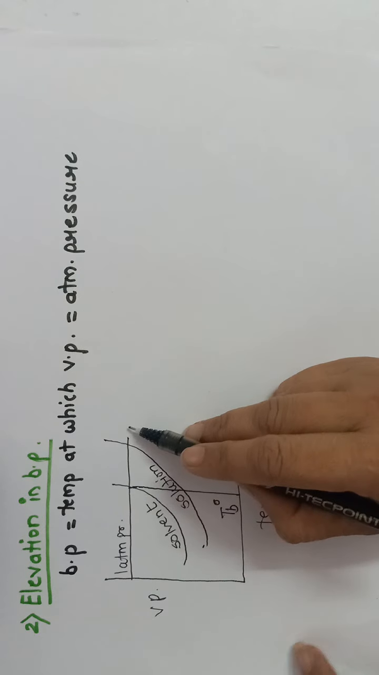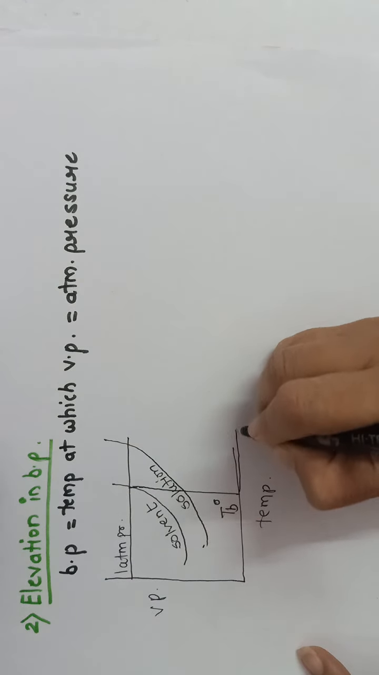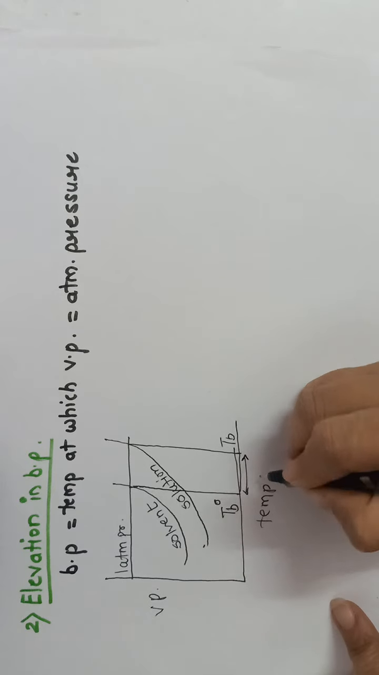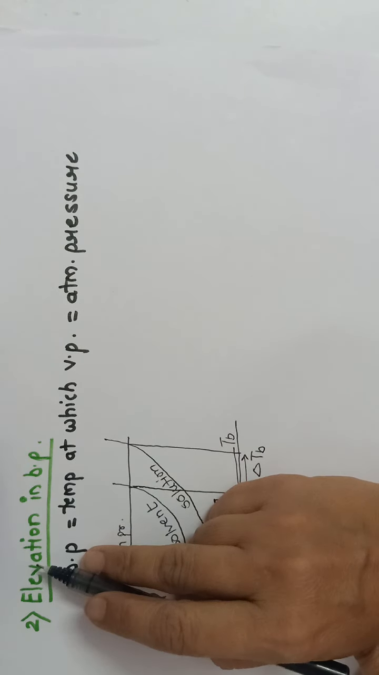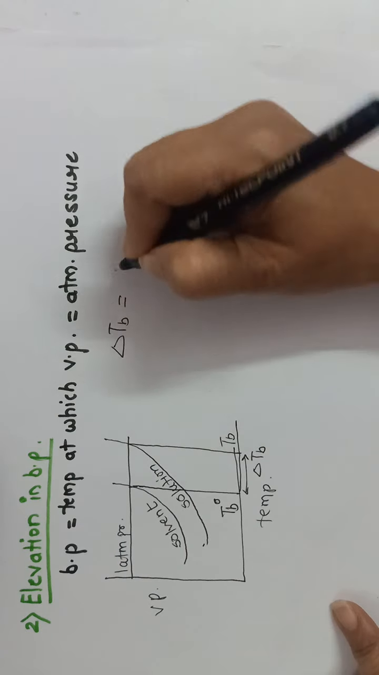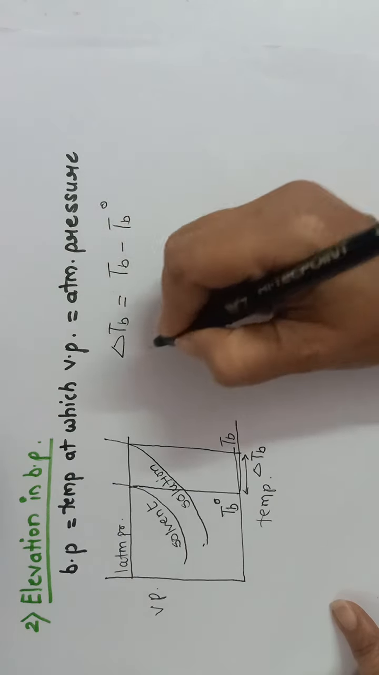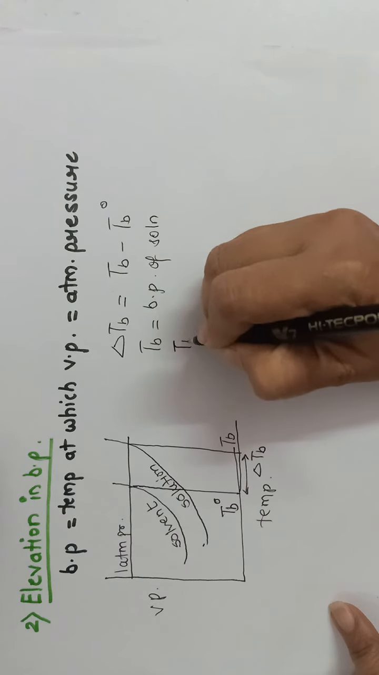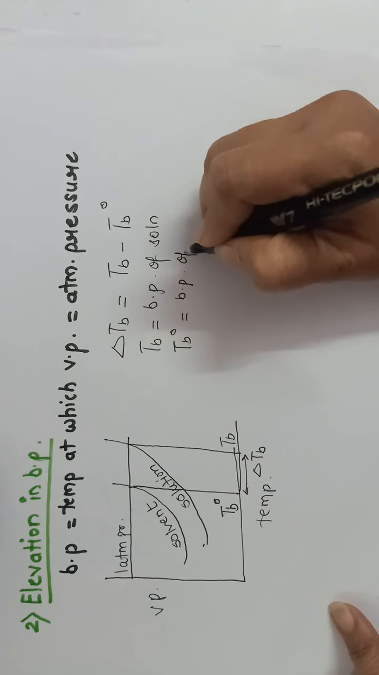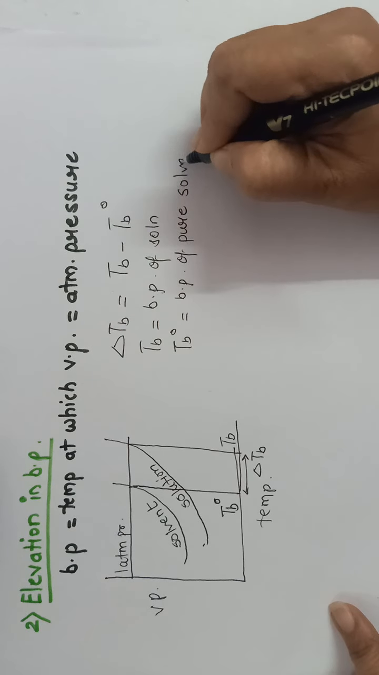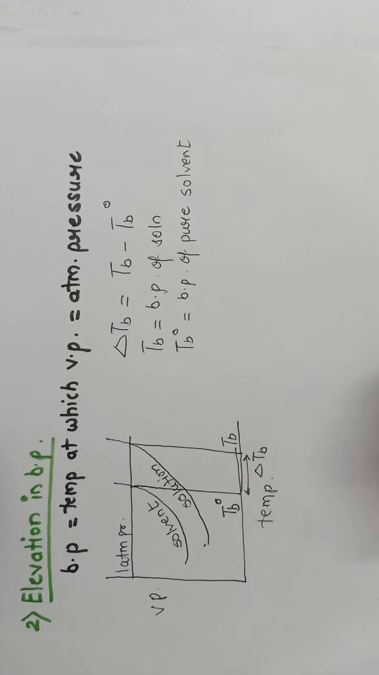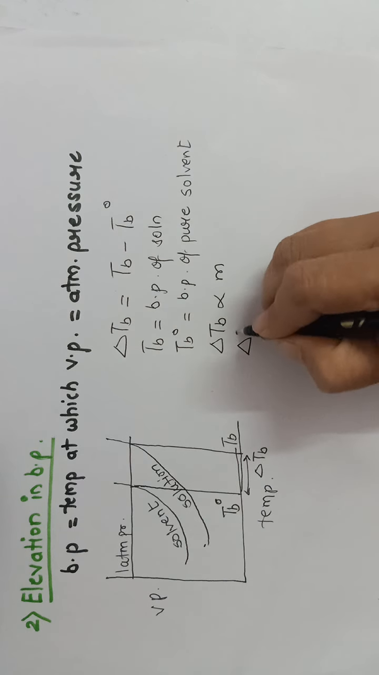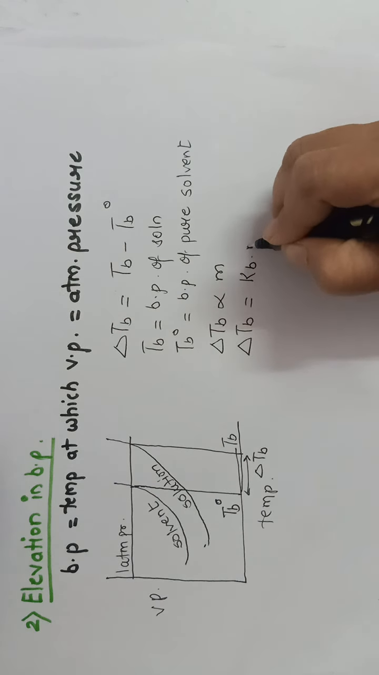Again, this is 1 atmospheric pressure where it becomes equal to the vapor pressure, and therefore it will be the boiling point of the solution, denoted as Tb. The difference between these two is called ΔTb, or elevation in boiling point. So ΔTb can be calculated as Tb minus Tb°, where Tb represents the boiling point of the solution and Tb° represents the boiling point of the pure solvent. Mathematically or experimentally, it is proved that ΔTb is directly proportional to molality. Introducing the proportionality constant, ΔTb equals Kb into m.